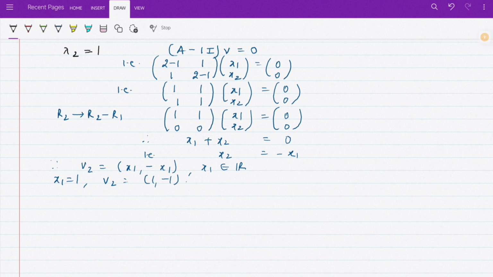To double check our work, we can multiply our matrix A by the eigenvectors V which we have found, and the result should be equal to the eigenvalue, that is lambda, times the eigenvector V. Let's verify for lambda 2 equal to 1. For lambda 2 equal to 1, the eigenvector is [1, minus 1].